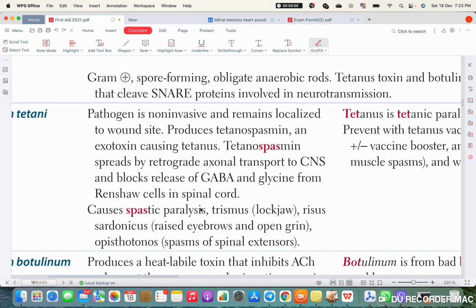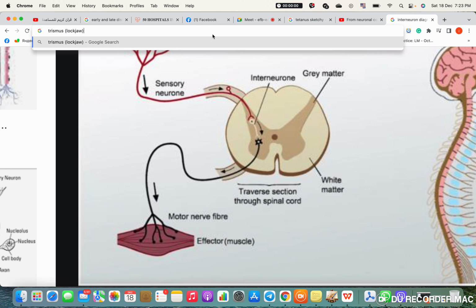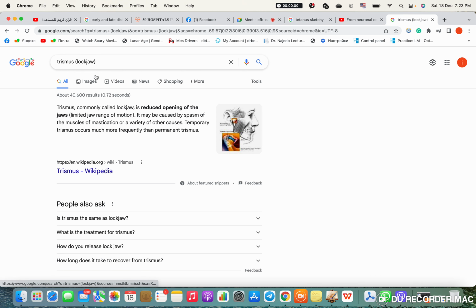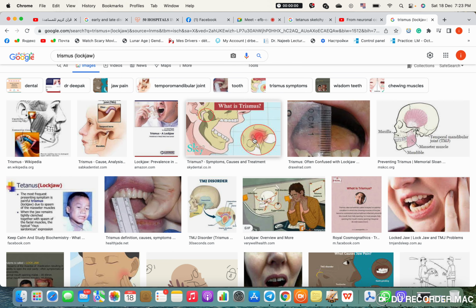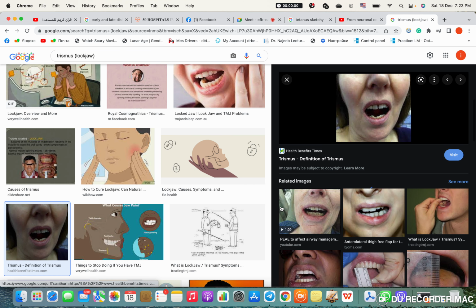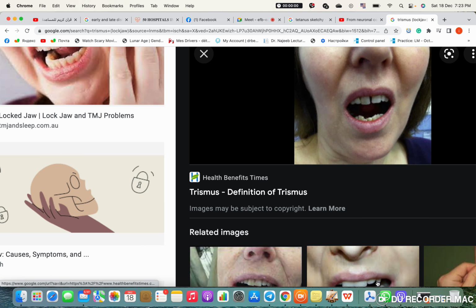Okay, so they lead to a few problems. One of the problems is spastic paralysis. You get why? Because you don't have the inhibitory neurotransmitter anymore. And also they can lead to something called locked jaw, which is trismus, which will lead basically to a serious problem in eating. It will be really difficult for you to eat. Why? Because you cannot open your jaw. You tell this patient, open your jaw for me, please, and they are doing something like this.